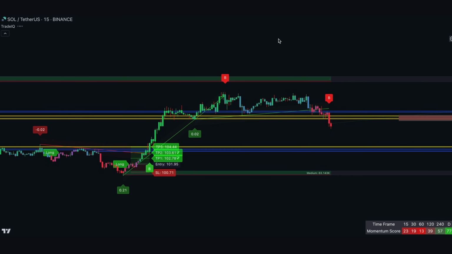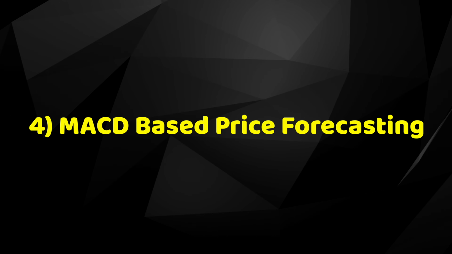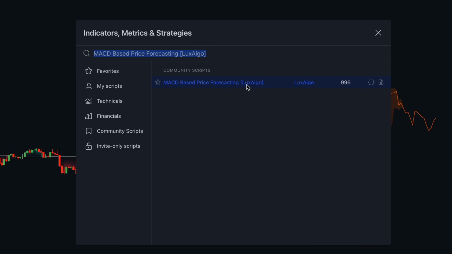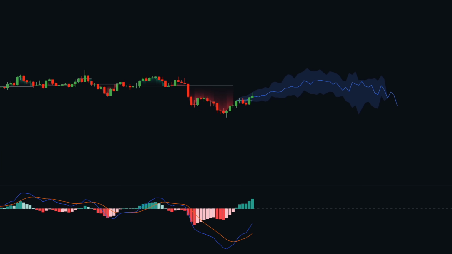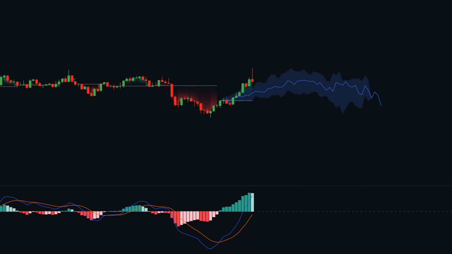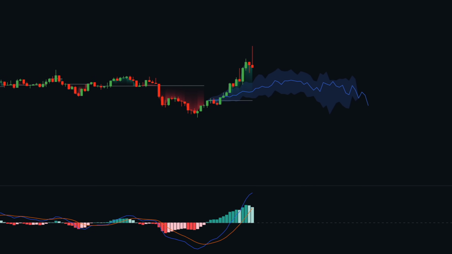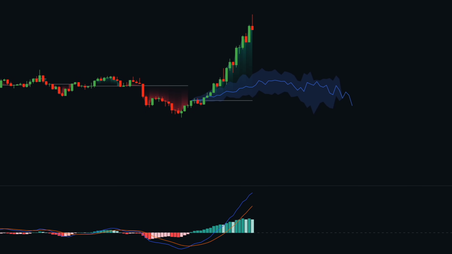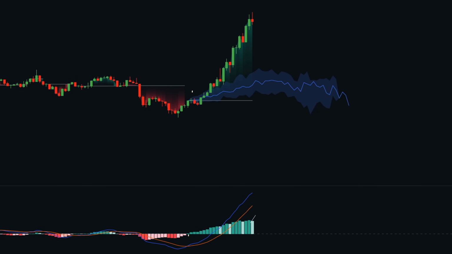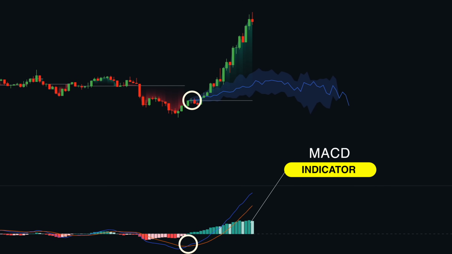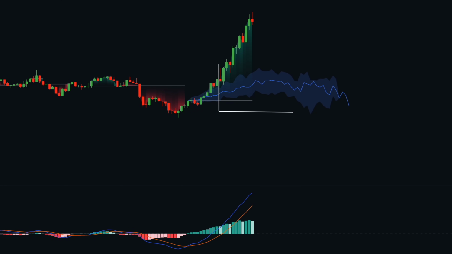Alright, let's move on to the 4th indicator on my list, the MACD-based price forecasting. The MACD-based price forecasting by Lux Algo is a sophisticated indicator designed to provide you with forecasts of potential future price movements based on the moving average convergence-divergence indicator signals. This tool integrates an innovative approach to price forecasting by incorporating an area forecast, which helps in visualizing potential future price developments following a MACD signal.